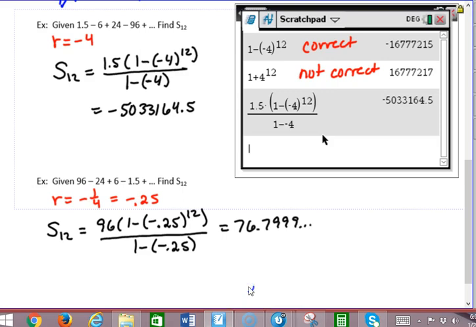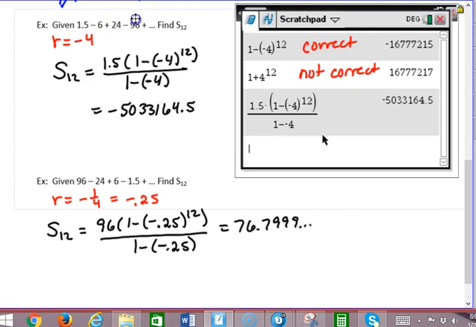Now I want to point out some common sense things to think about. Number one, on the first example, notice that as we go from term to term, we're alternating positive, negative, positive, negative. Each term gets bigger than the one before and also alternates signs. So if I had added the first 2 terms, I would have ended up with a negative number. If I add the first 3 terms, I would have ended up with a positive number.